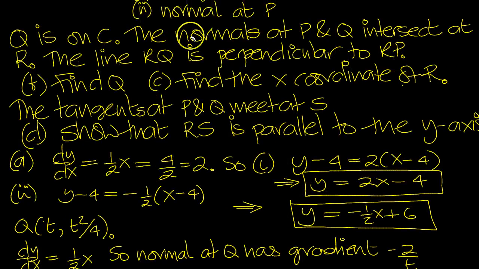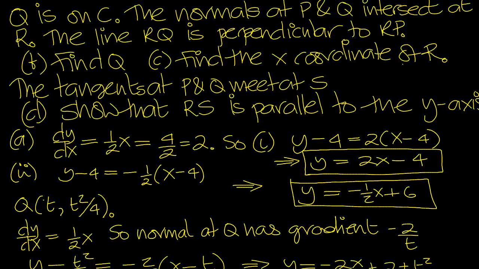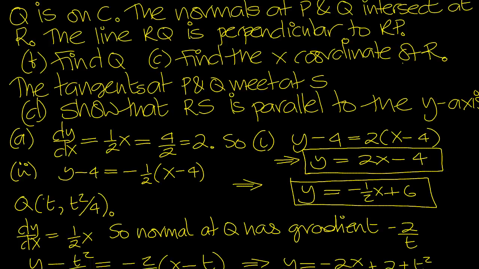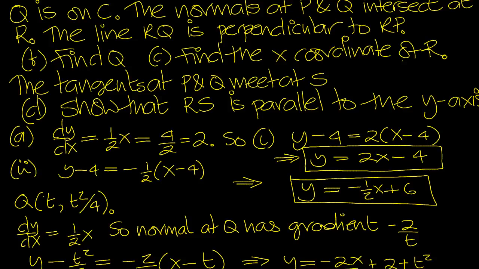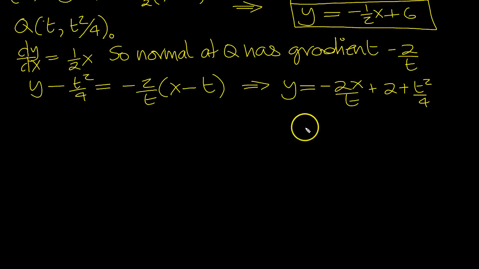Okay, now the normals at P and Q intersect at R. The line RQ is perpendicular to RP. Okay, so we better draw it to see exactly what we've got then, haven't we? So here's our sketch then.